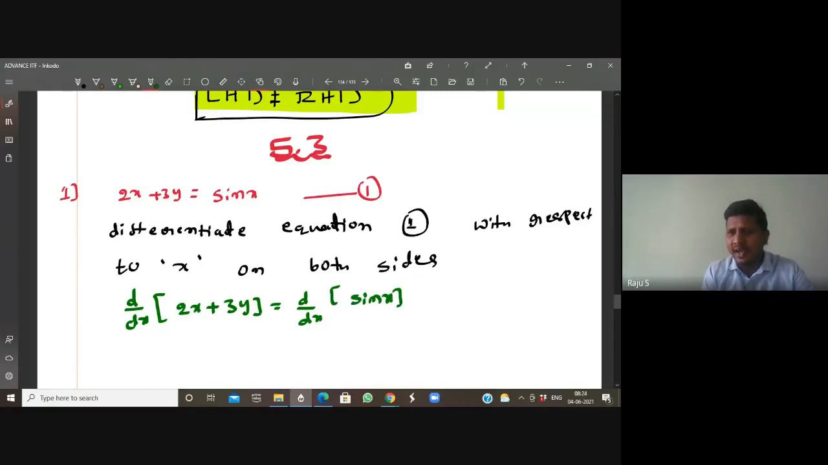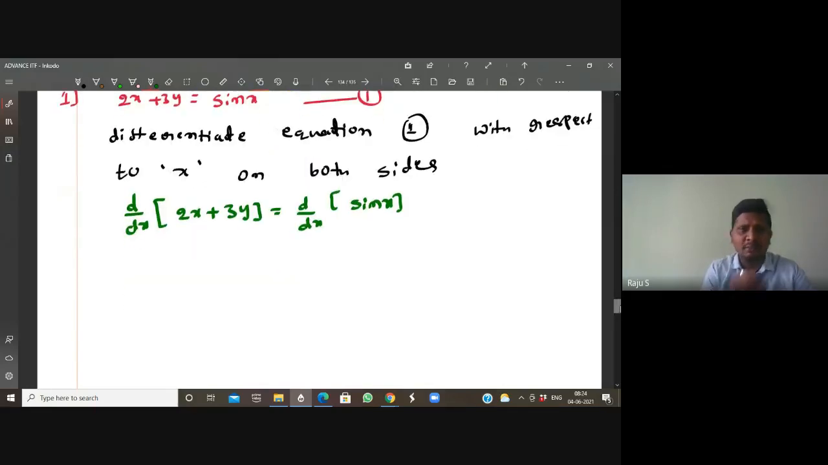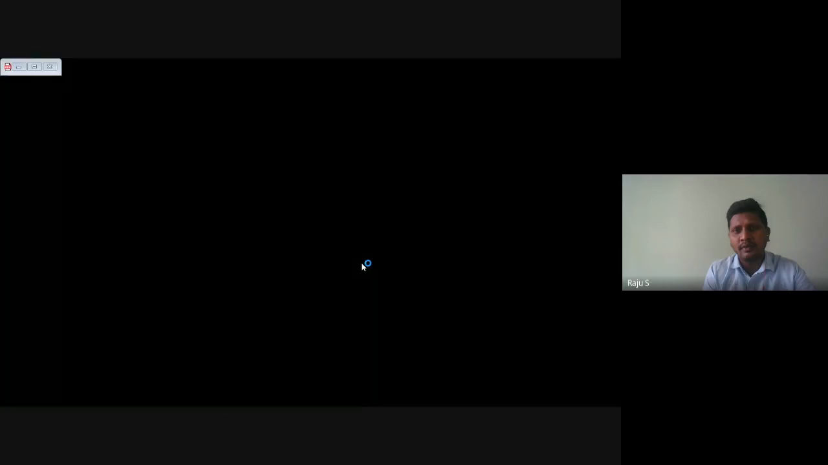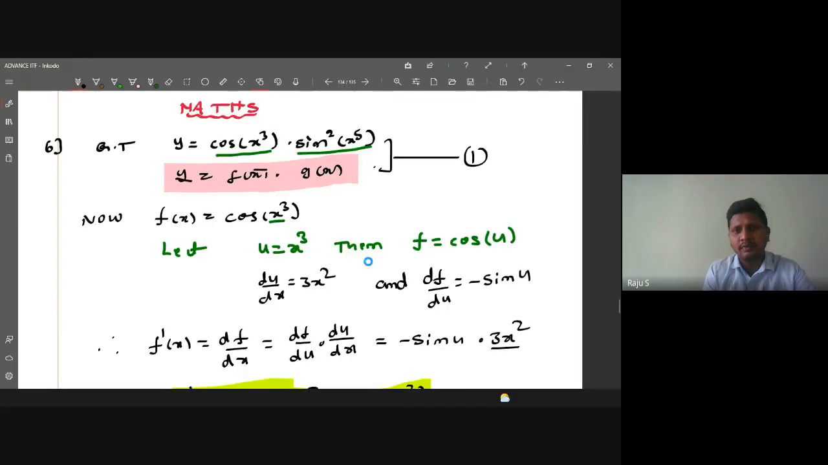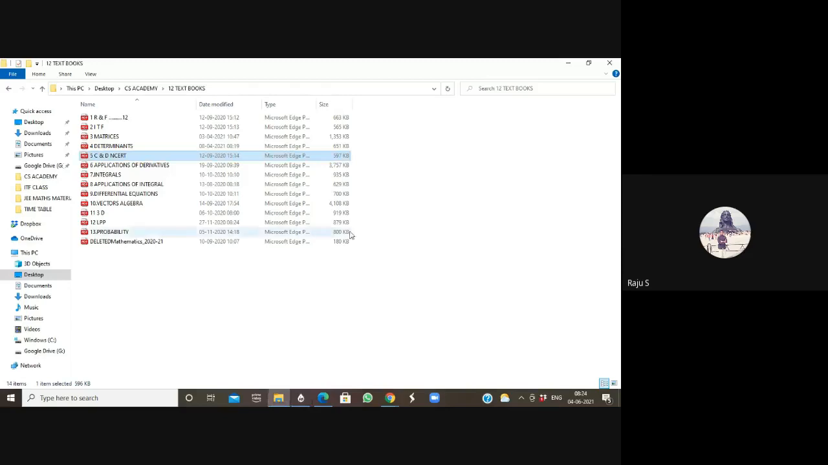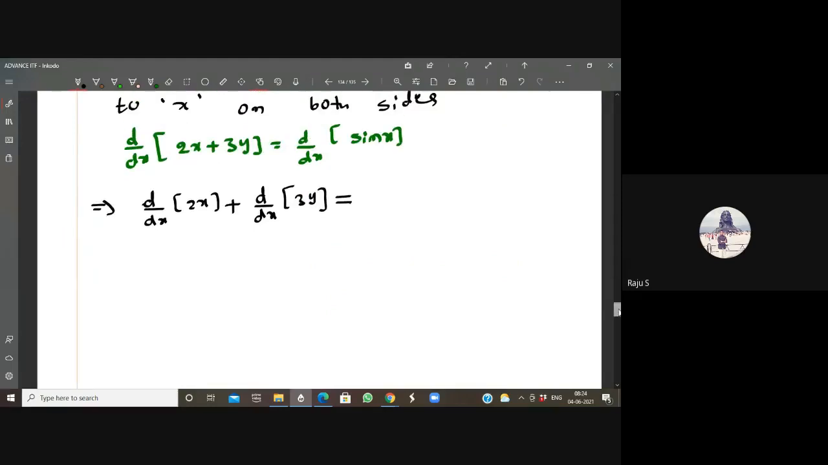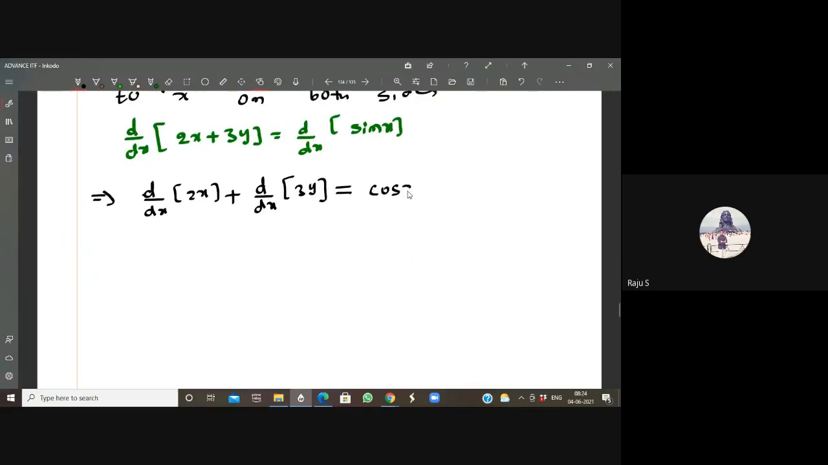See here, we can write the answer directly also. It is a simple question. After that you have to multiply with d by dx. So d by dx into 2x, write it separately, plus d by dx of 3y is equal to d by dx of sin x. So what is the derivative of sin x? Derivative of sin x is cos x. Yes, it is clearly cos x.